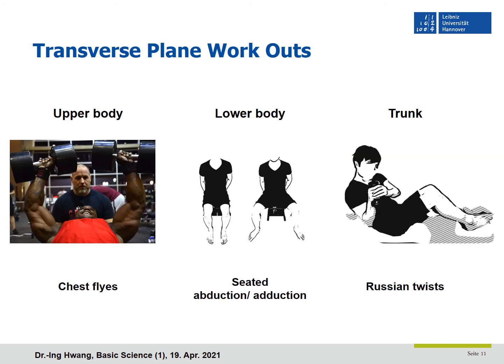There are some transverse plane workouts. From the left: chest flies, seated abduction, adduction, and Russian twists. Imagine what they look like in the transverse plane. Arms, legs, and trunk motions will be clear in the transverse plane. If you know these planes, you can find better observation positions, which leads to effective description for different kinds of motion.